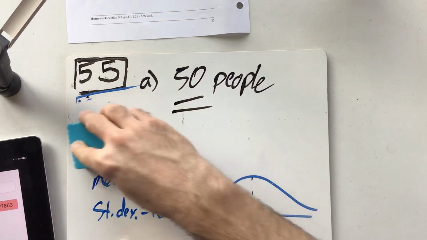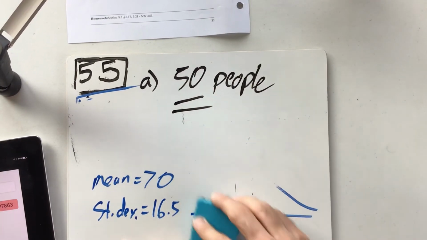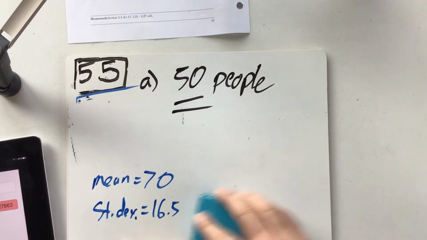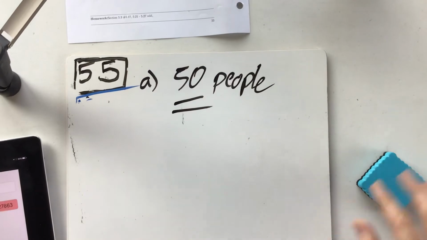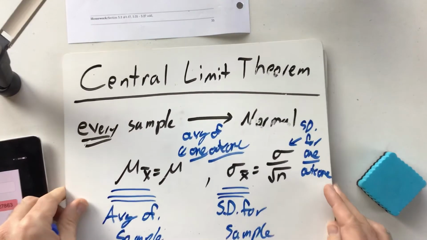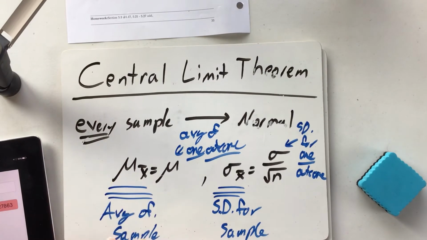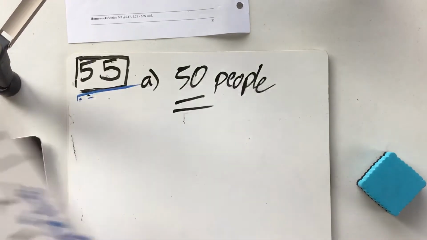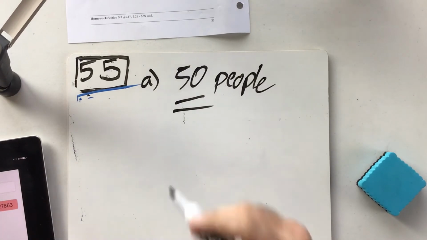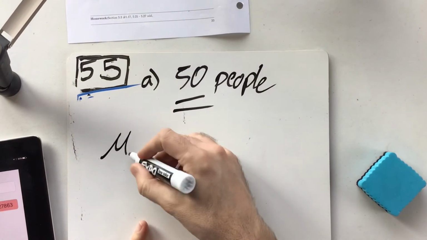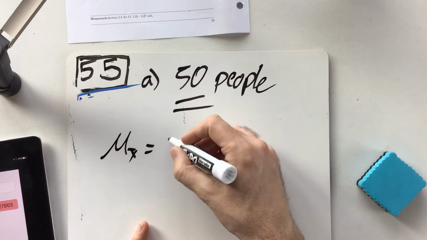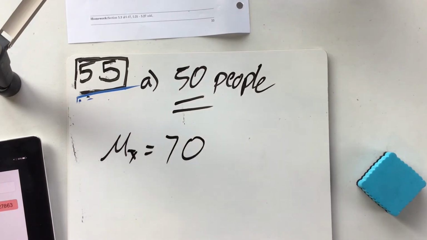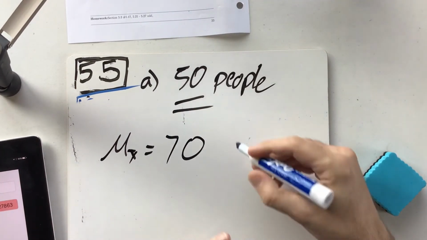Well, what we need to do is we need to get our new mean and our new standard deviation and solve this problem. Well, the key is going back to that central limit theorem that we had just a minute ago. So what we find is that if we have a sample of size 50, what happens to the mean? The mean stays the same. So if you have 50 people, mu of x bar is still 70 because it stays the same.